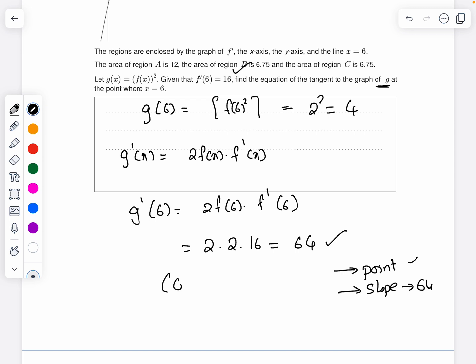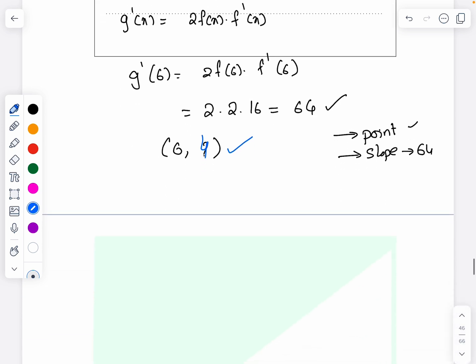So 6 comma y value. When x equals 6, what is g of 6? g of 6 we already found as 4. So therefore the point is 6 comma 4. So we know the point and we know the slope. So what will be the equation?